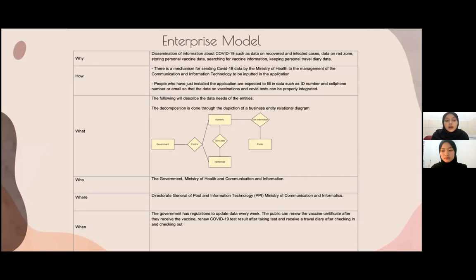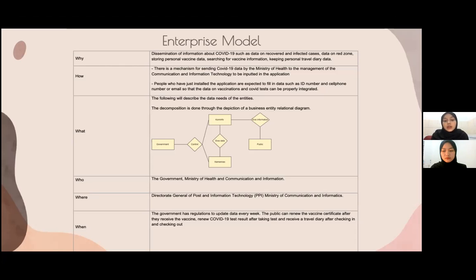And the second one, how is this running? There is a mechanism for sending COVID-19 data by the Ministry of Health to the management of the communication and information technology to be input in the application. People who have just installed the application are expected to fill in data such as ID number and cell phone or email so that the data on vaccinations and COVID tests can be properly integrated.